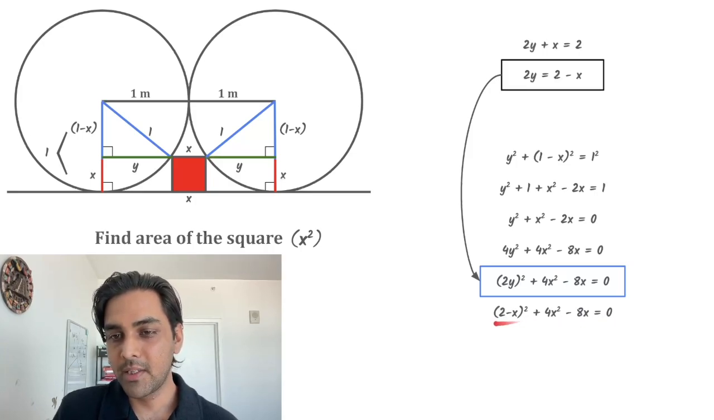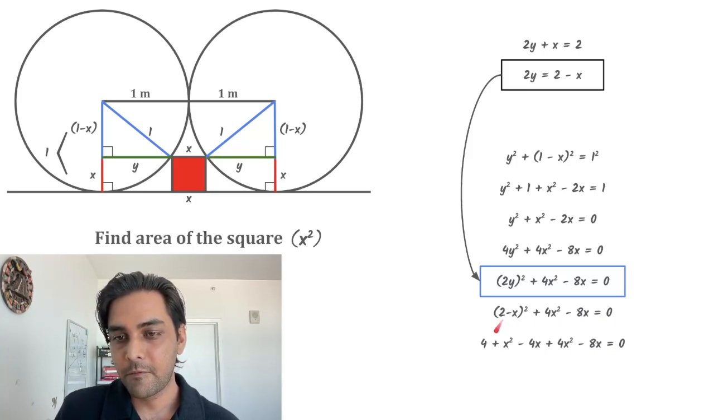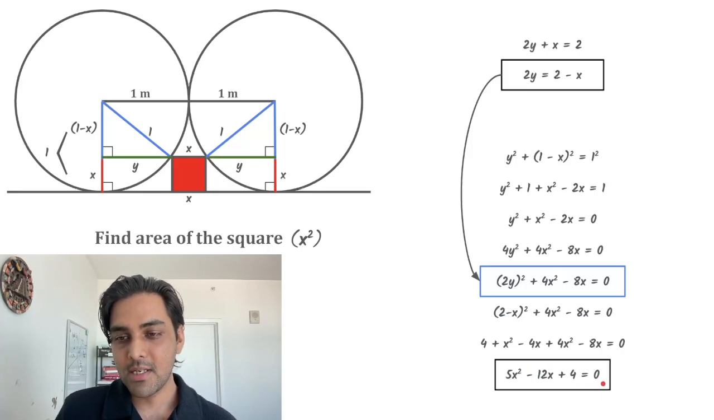Now let's expand this term as well, and we'll get 4 plus x squared minus 4x plus 4x squared minus 8x equals 0. Let's simplify this a bit. This x squared plus this 4x squared is going to give us 5x squared. This minus 4x and minus 8x is going to give us minus 12x. And we are going to get 5x squared minus 12x plus 4 equals 0. Let's box that, and all we need to do now is to solve for x.